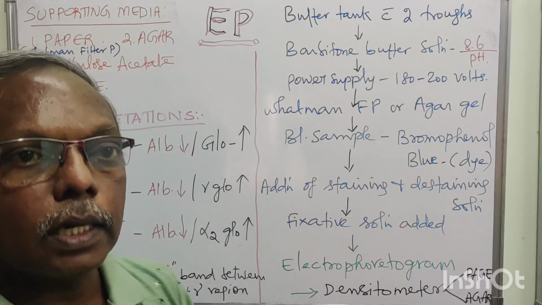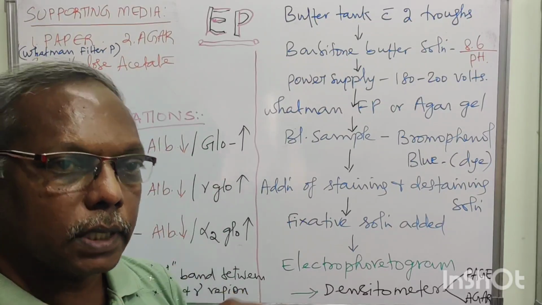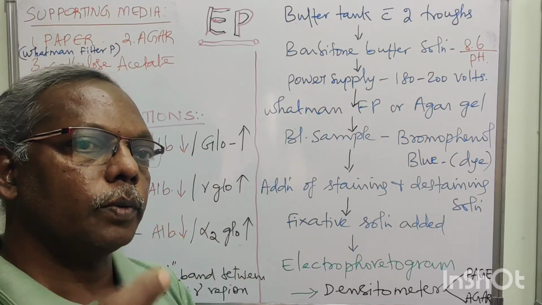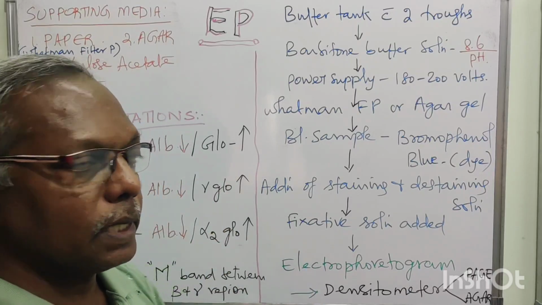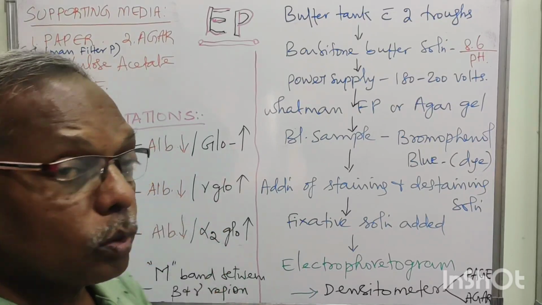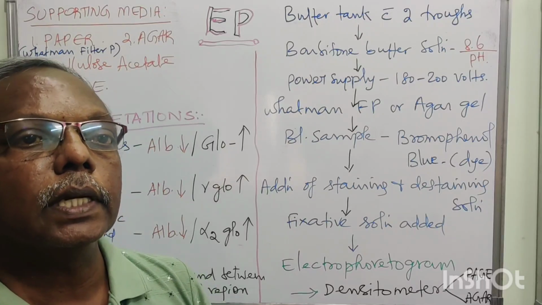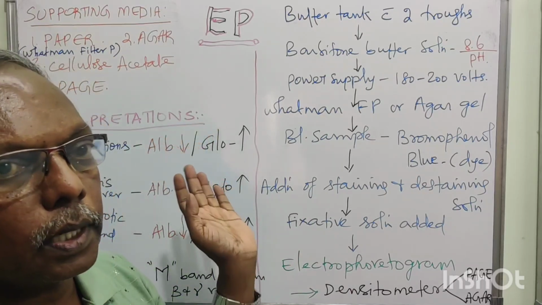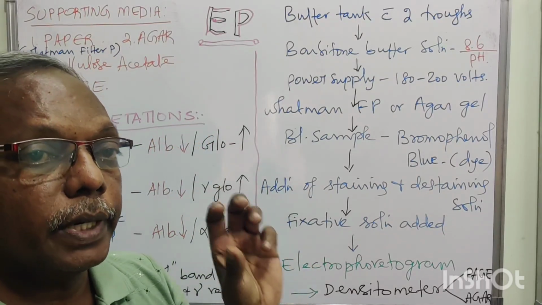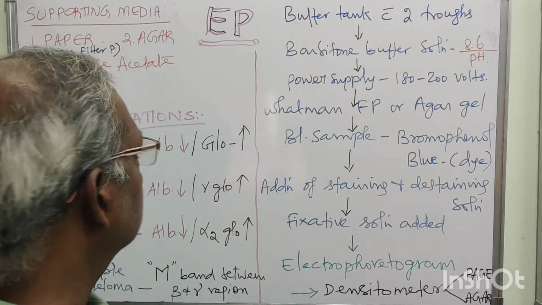Second one is agar. It produces a gel. Over the gel only you are going to apply the patient sample. Third one is cellulose acetate. And finally PAGE, polyacrylamide gel electrophoresis. These 4 come under the supporting media for your electrophoresis.